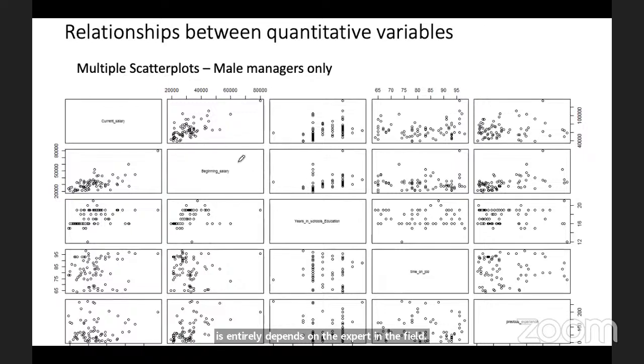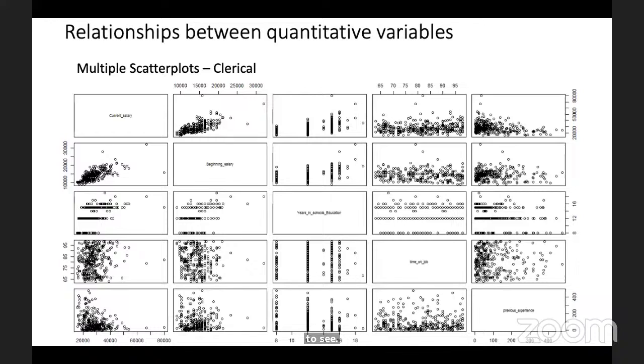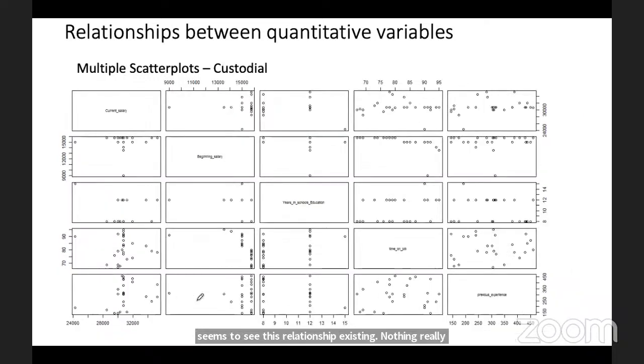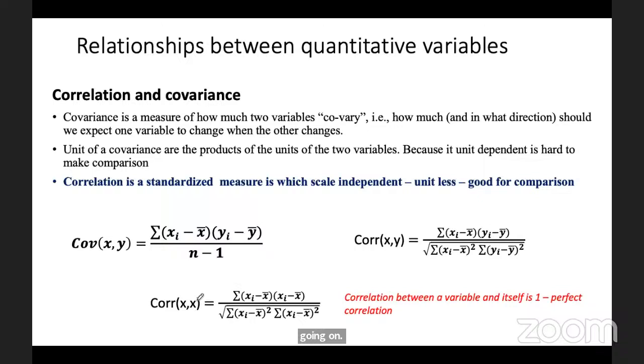Now, when you look at the male managers, you seem to see this relationship is there. There's maybe this bit here, something a bit there, but for the rest you don't seem to see a relationship. Now, when you go to clerical, nothing really going on. Custodial, nothing seems to go on. So based on the graphs alone, it may be a little bit difficult to actually tell what is going on.